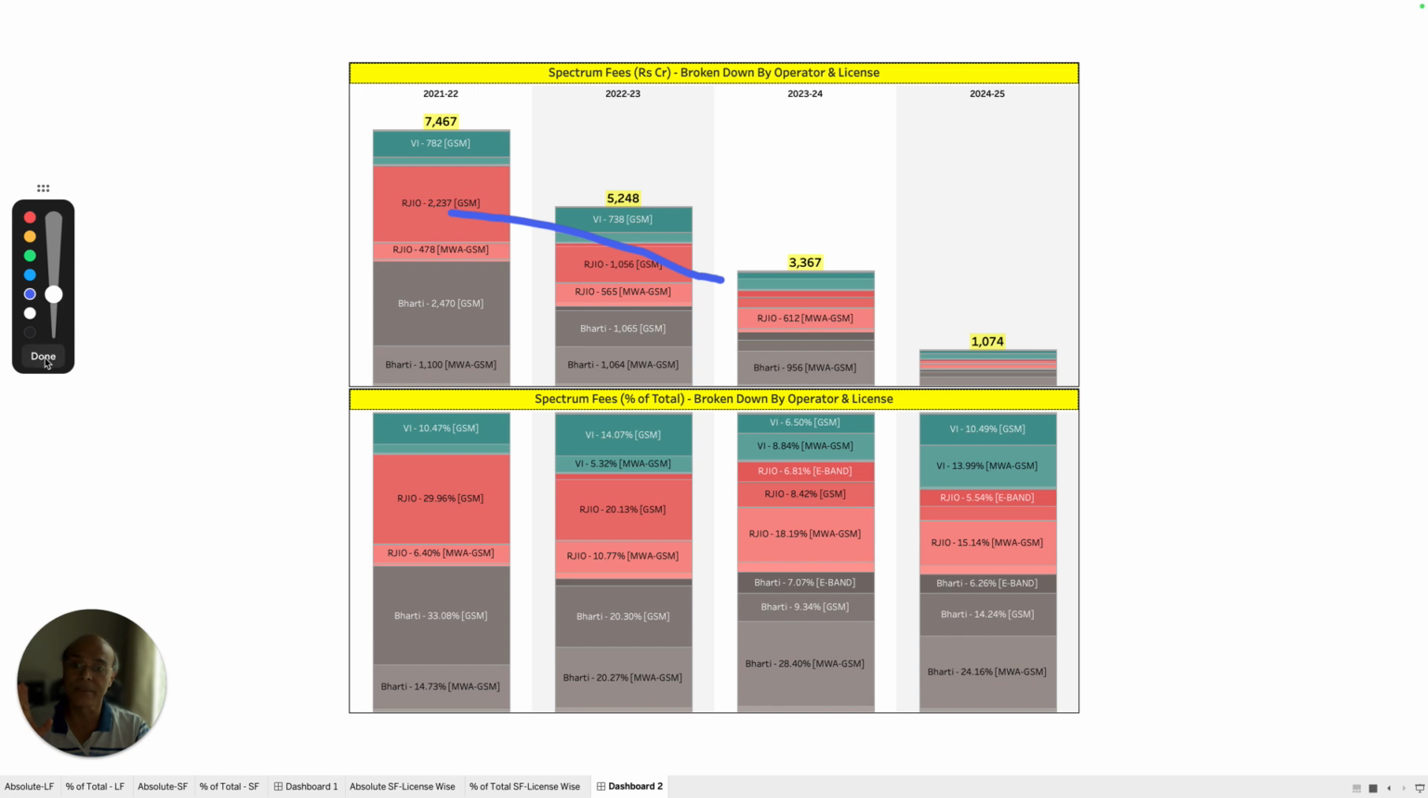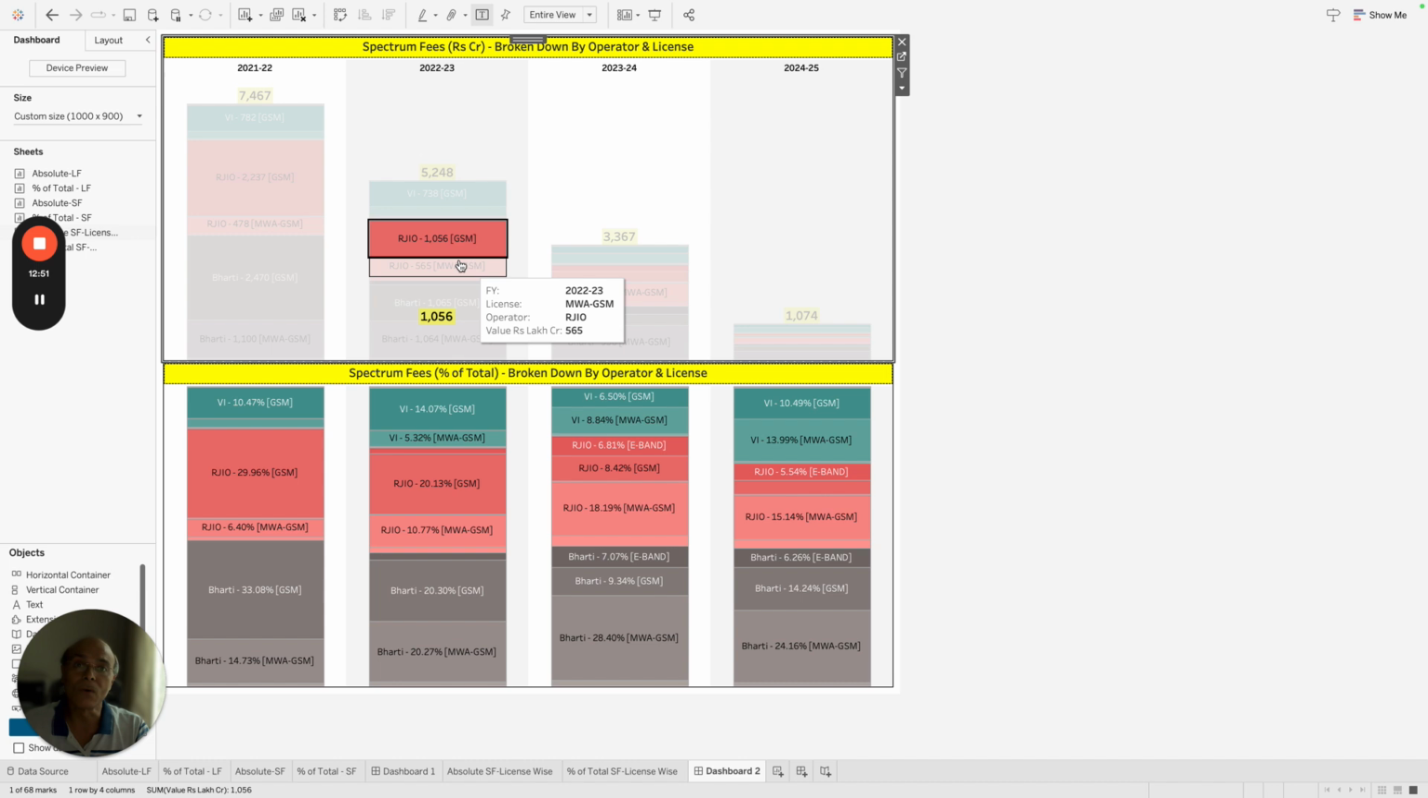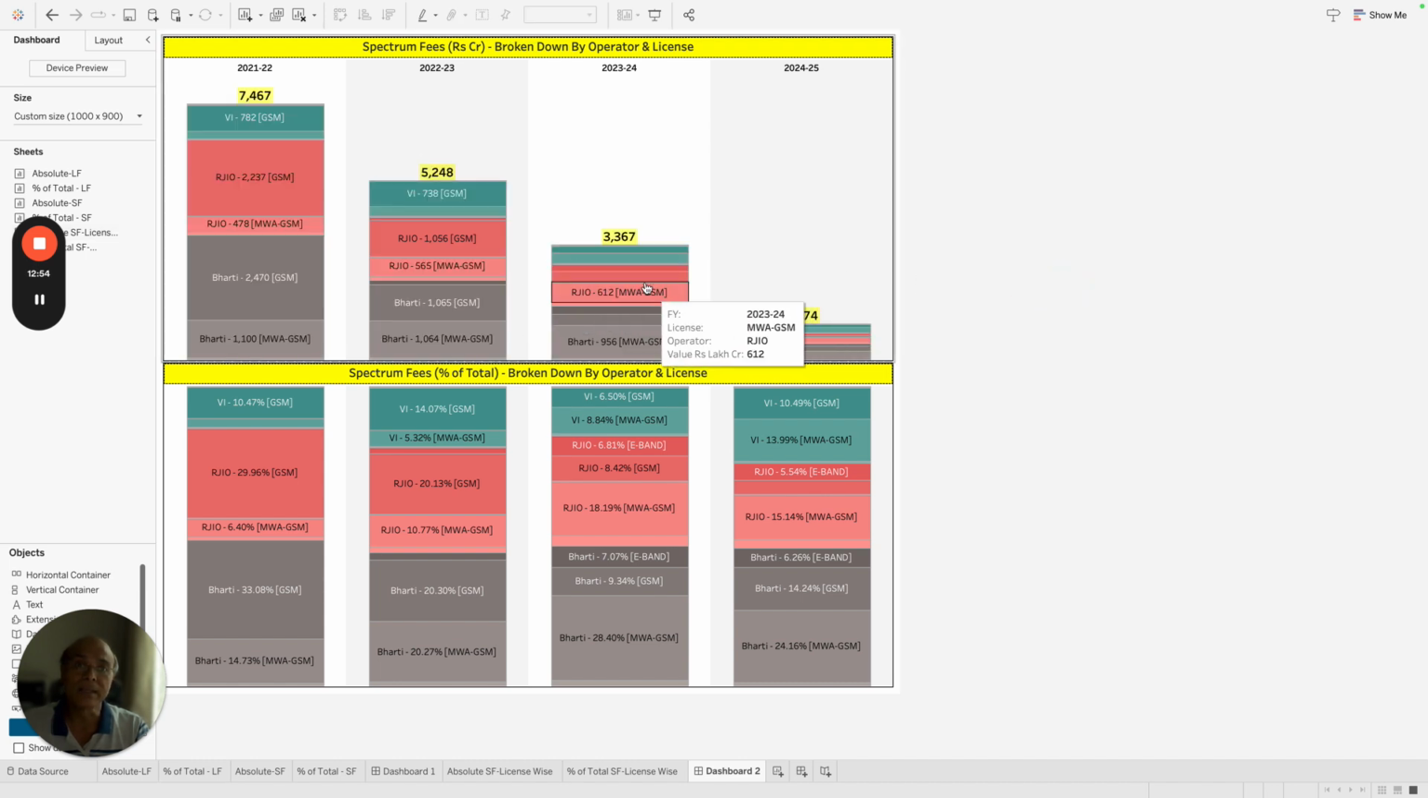Let me just take a step back. Reliance Jio was 2,237. Then it went down to 1,056. Then it went down to 283. That is the point, because this number is microwave access. Whereas for Bharti, the number was 2,470, then it went to 1,065, now we have got 314. So Reliance Jio is how much? 283, Bharti is 314. Bharti is slightly higher than Reliance Jio, so you can say both of them are roundabout the same.